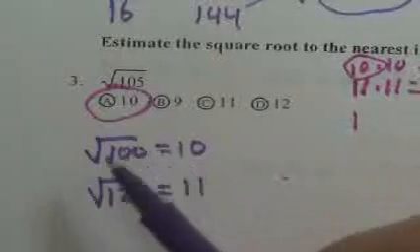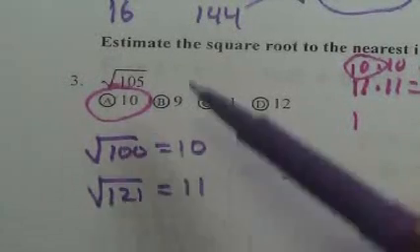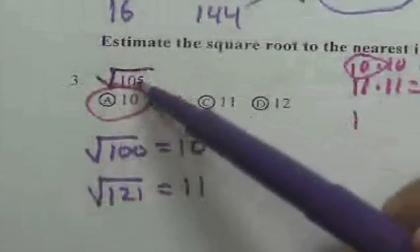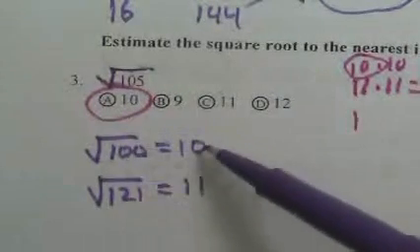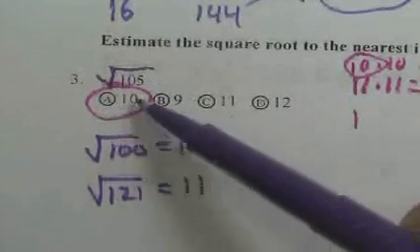Okay, I don't know if that made sense to you or not, but the square root of 100, that's 10. The square root of 121 is 11. And the square root of 105 is closer to 100. So therefore the answer must be 10. This is about 10, closer to 10 than 11.